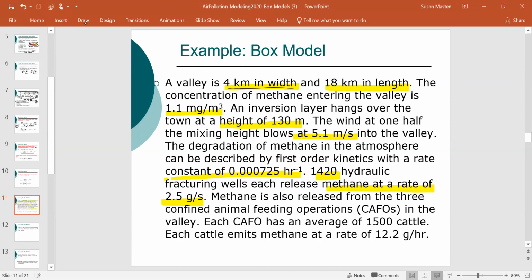We also have some confined feeding operations, and each CAFO has an average of 1,500 cattle, and each cattle is emitting methane at a rate of 12.2 grams per hour. So all that is actually pretty consistent. That's typical emission rates, both for a fracking well and for a cow.